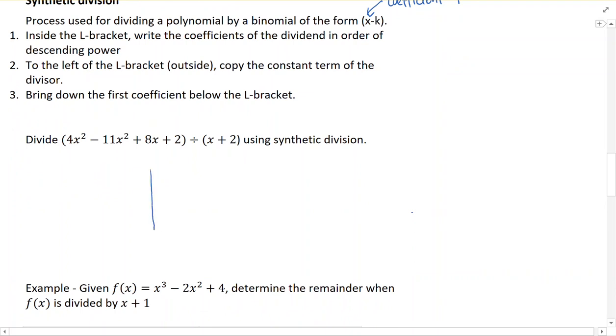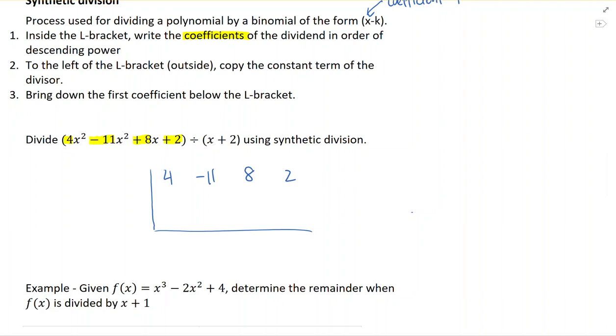So it's going to look like so. Then you're going to write the coefficients of the dividend in order of descending power. The coefficients I'm talking about are the numbers up front, include the sign, okay? So these are the numbers I'm going to write: 4, negative 11, 8, and 2.